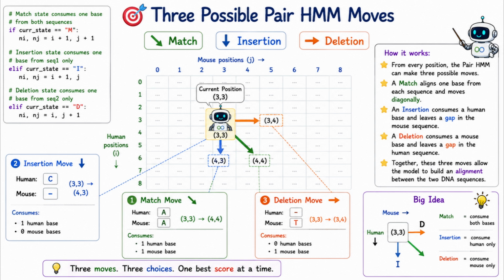A match aligns one base from each sequence and moves diagonally. An insertion consumes a human base and leaves a gap in the mouse sequence. A deletion consumes a mouse base and leaves a gap in the human sequence. Together, these three moves allow the model to build an alignment between the two DNA sequences.